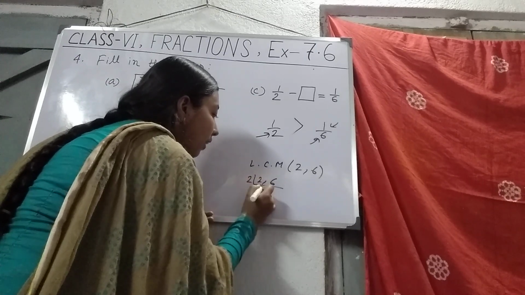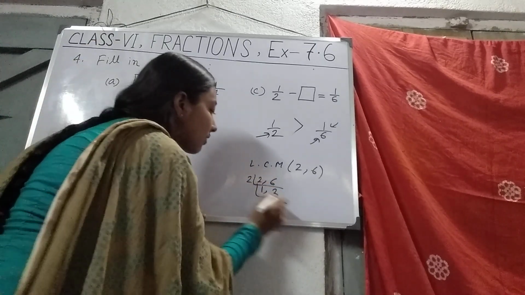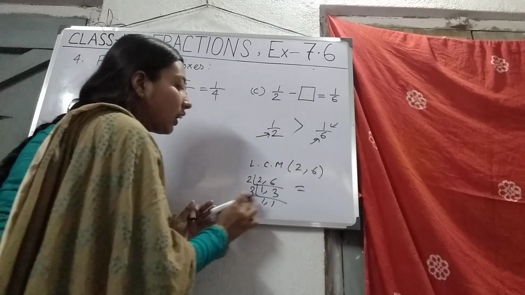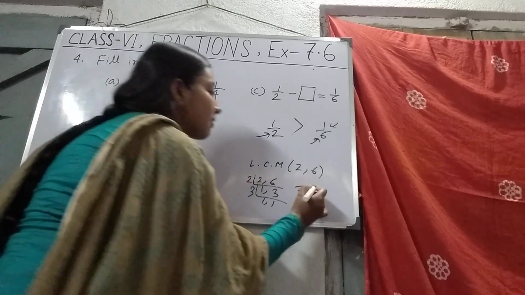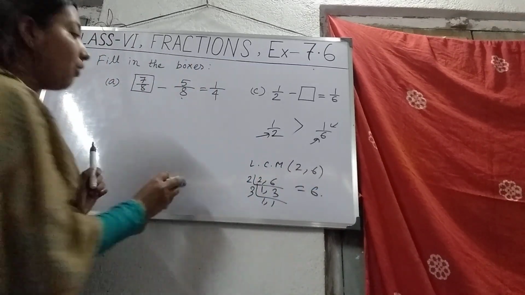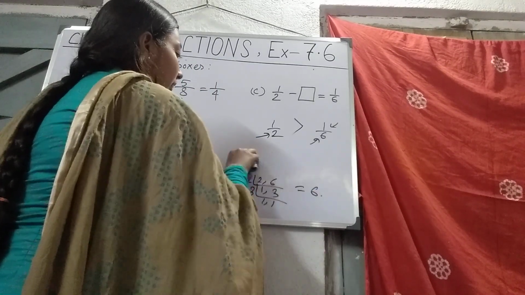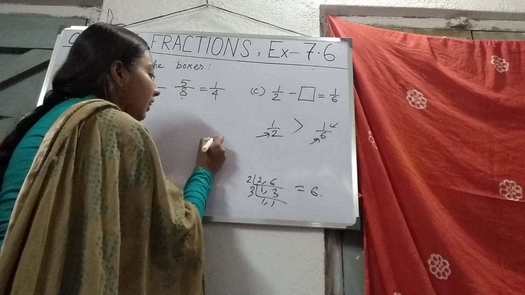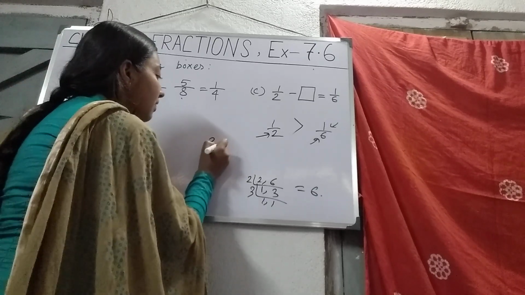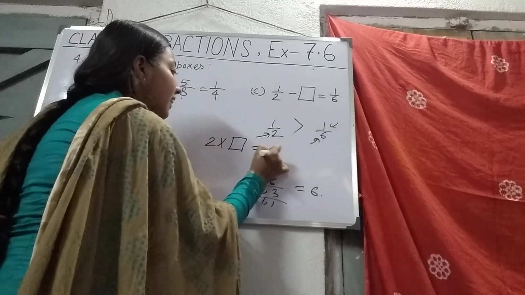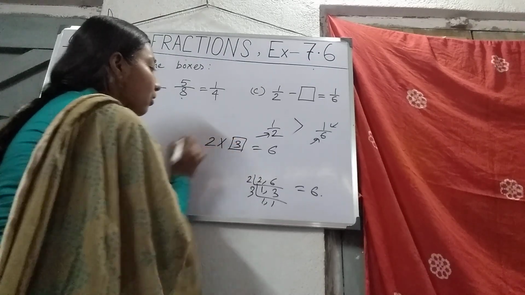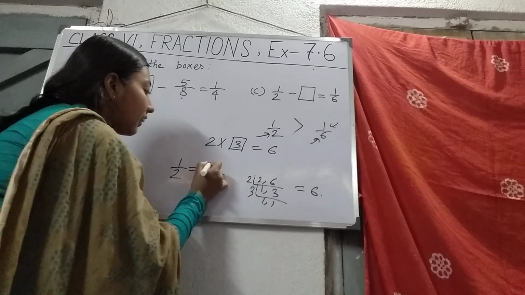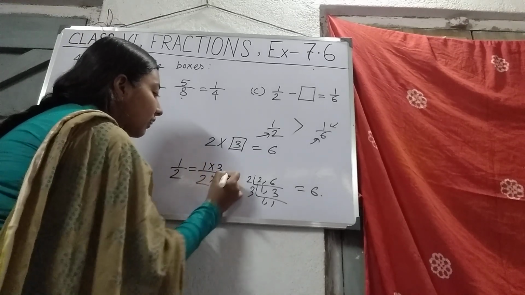So 2 ones are 2, 2 threes are 6, 3 1 1. So for the LCM we are getting 2 into 3 into 1 into 1, that means 2 into 3, simply 6. Now we have to make both the denominators the same. In the first fraction, the denominator is 2. So which number should we take so as to get 6? 3 definitely. So 1 upon 2 can also be written by multiplying both numerator and denominator by 3.